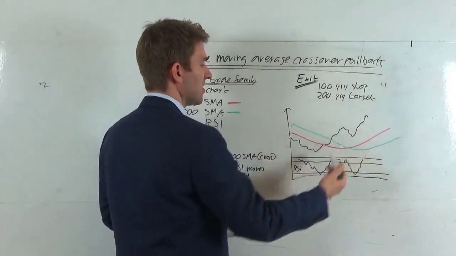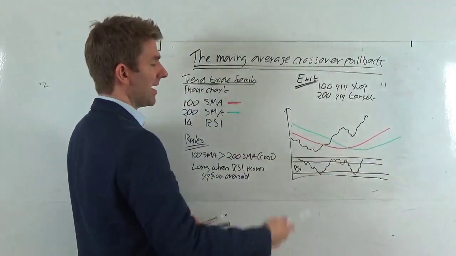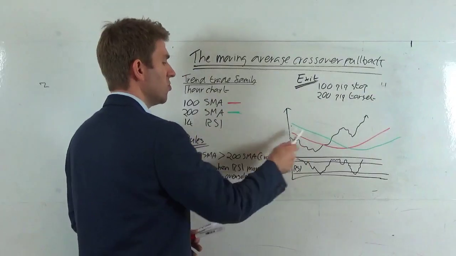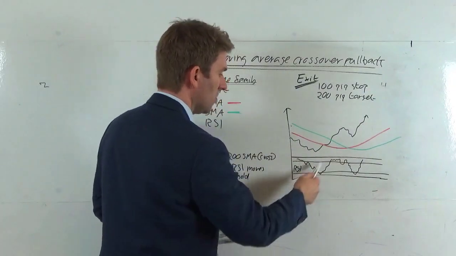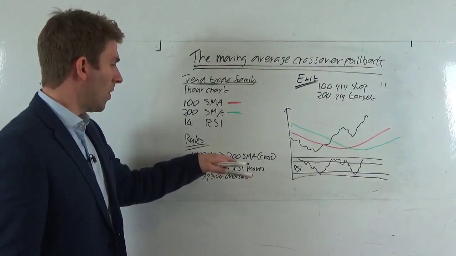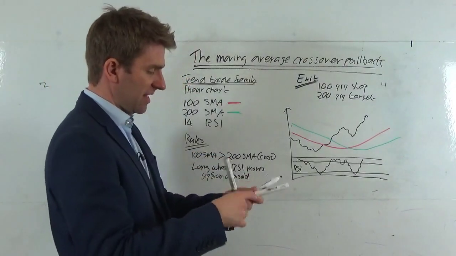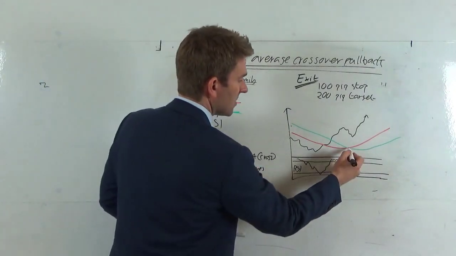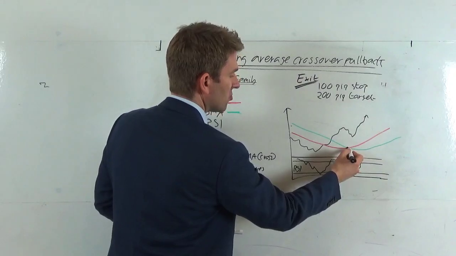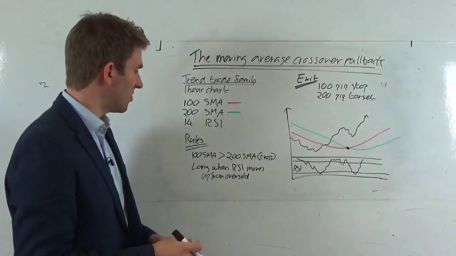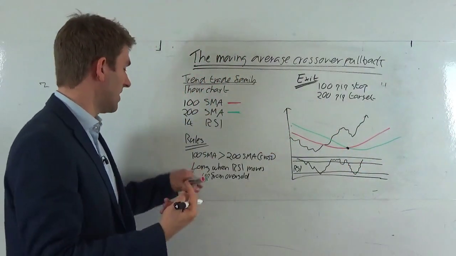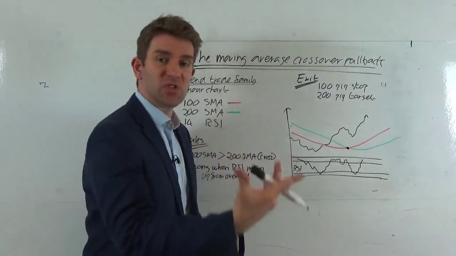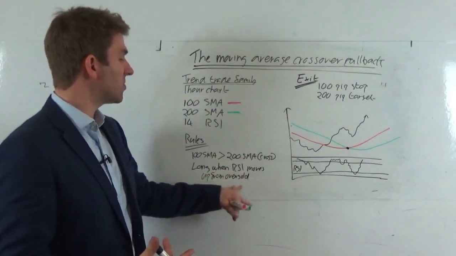So here we go, here's a great example. That's price there in black. The 100 SMA is in red, the 200 is in green, the RSI is below in black as well. So when we get the cross, so this is the cross here, let me go with a black pen. There's our crossing point here. The 100 is crossing above the 200 SMA. That's the first part of the filter. We then go long when subsequently RSI moves up from oversold.